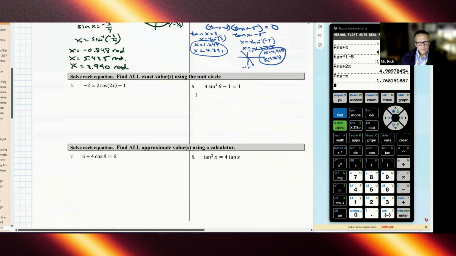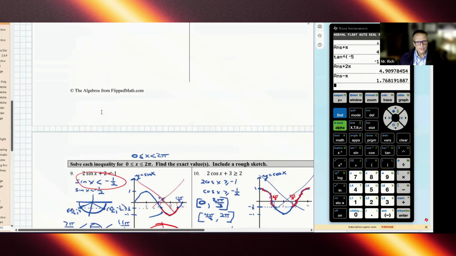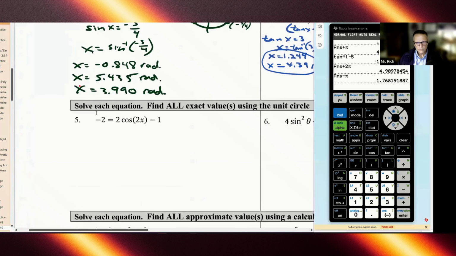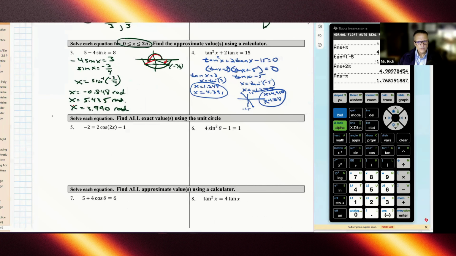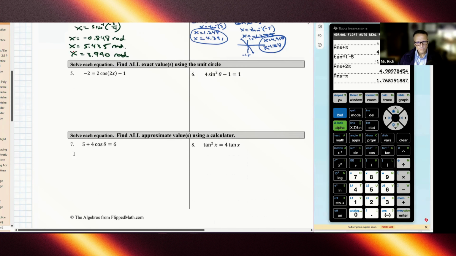Well, we've got about 15 minutes left. I think I'm going to do one more of these problems, and then we're going to call it a night. Let's do this one. Yeah, I'm going to show you this one because it involves a double angle. Oh, and it says find all exact values. So I think what I want to do on the exact values, I don't want to do the double angle one. I want to start off with a simpler one.